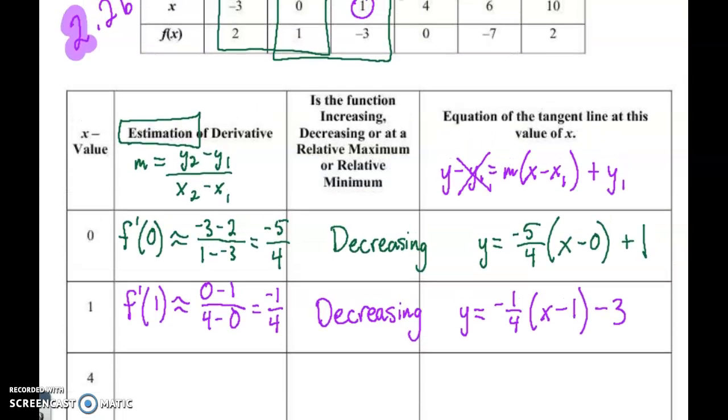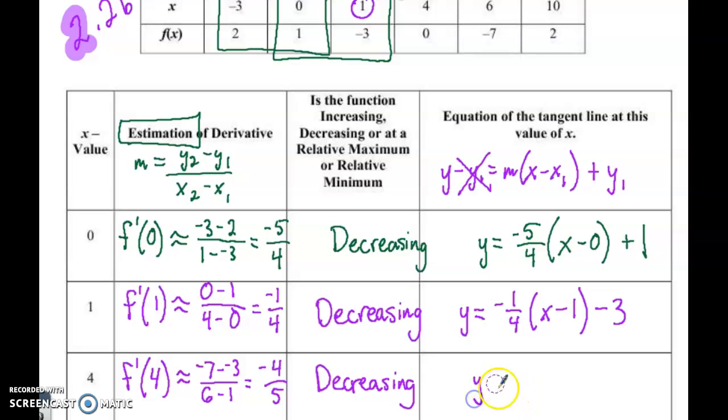So as we look at x equals 4, more of the same thing. The derivative at x equals 4 is approximately, we're going to use the values on either side of 4. So I'm going to do negative 7 minus negative 3 over 6 minus 1. By the way, you don't have to use the values I give you, but I'm seeing that I get negative 4 over 5. So we have another decreasing function. Just because it's a negative slope, in case you forgot from the previous video. And then plus 0, but you don't have to write that.